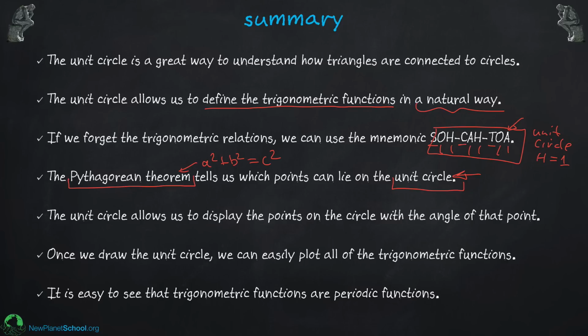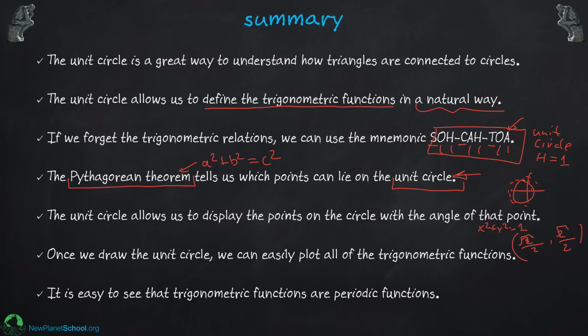Okay, the unit circle allows us to display the points on the circle with the angle of that point. So we drew the unit circle and we figured out what a lot of the points were as we went around there. Square root of 2 over 2, comma square root of 2 over 2, and we can generate all those values. And we can check, by the way, that they obey, for example, x squared plus y squared equals 1. So we had like square root of 2 over 2. Square root of 2 over 2 was one of the points.